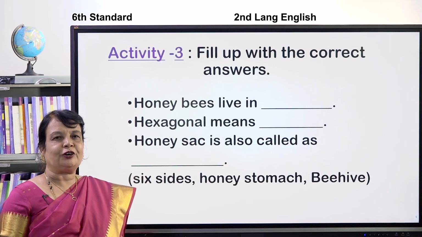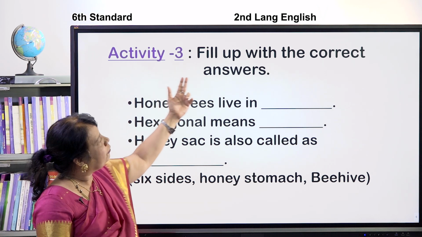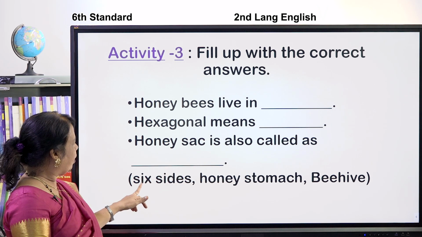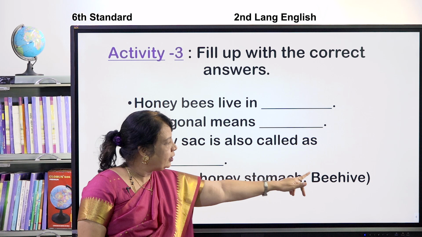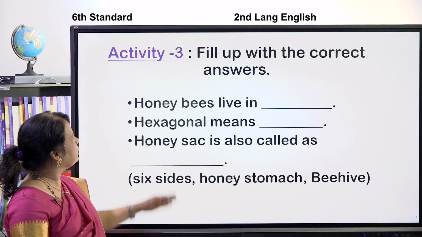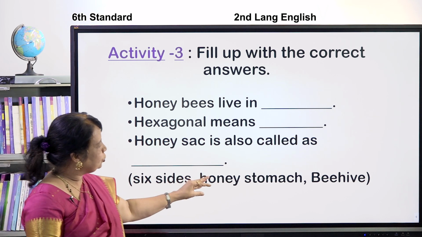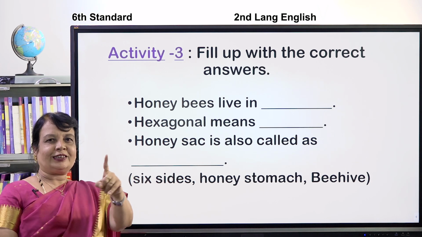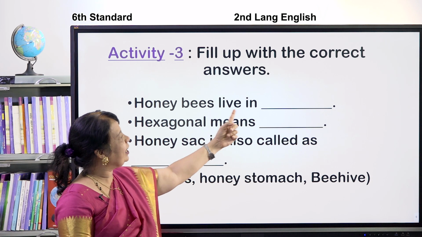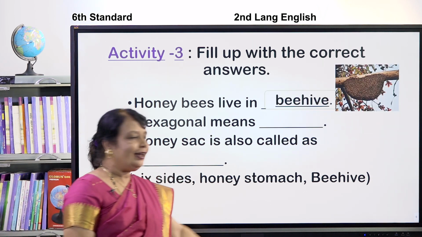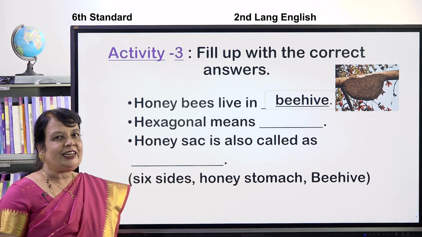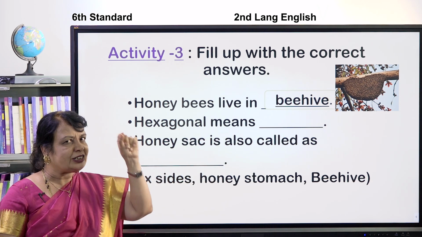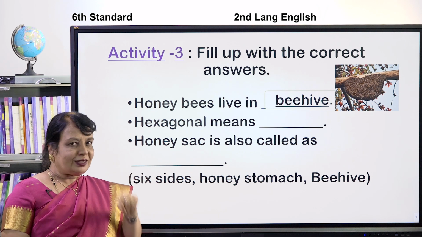Okay children, I have an activity for you. Yes, this is activity 3. Fill up with the correct answers. How many fill-ups are there? Good, 3. Now I have 6 slides: honey, stomach, beehive. Okay children, let's see what this is. Now I have 3 fill-ups. Will you choose the correct word and write? Good. You got all the 3? Good children. Honey bees live in. Where do they live? Very good. In the beehive. Honey bees live in beehive. Hexagonal means the shape of the honeycomb. Yes. How many sides?